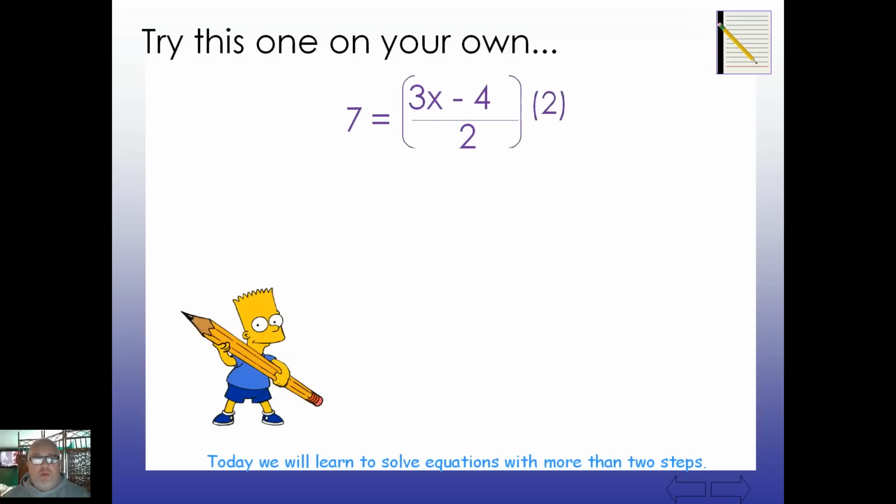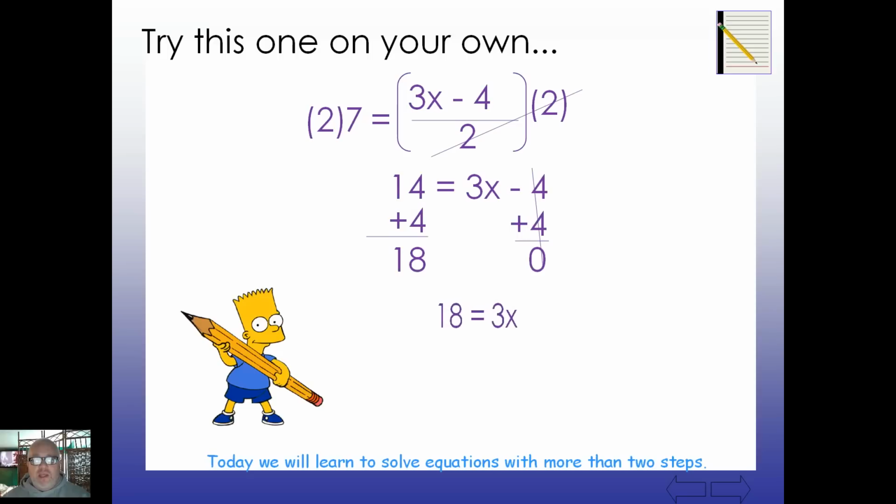Okay, so did we start by multiplying not one side by 2, but both sides by 2? Rewrite your equation. And now what's furthest away from x? The 3 or the subtract 4? Well, obviously it's the subtract 4. So we're going to add 4 to both sides, which will give us 18 equals 3x. And now what's the opposite of multiplying by 3? That's to divide by 3. And finally we get an answer of x equals 6.